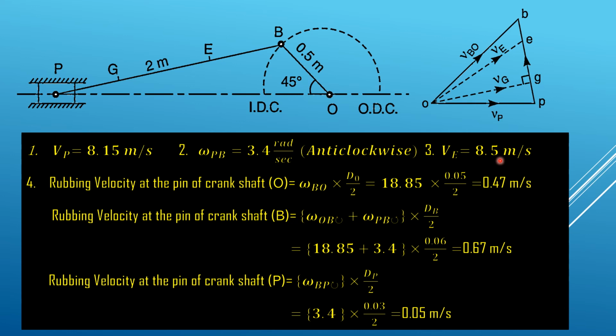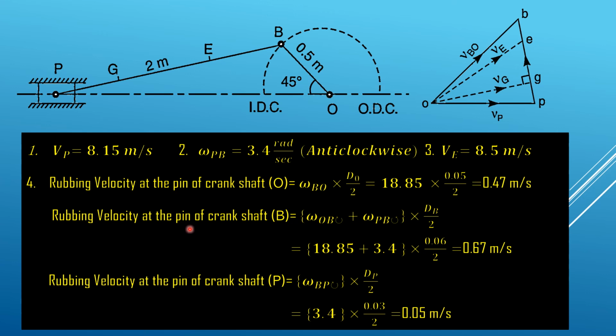Now we have to find out the rubbing velocity at the different pins. So first, the rubbing velocity at the pin of crankshaft O. This is the crankshaft here, and here we see that this OP is a fixed kind of link which does not have any relative velocity, and only one relative velocity is there, that is BO, because BO is having some rotational speed. So at the pin at point O there is only one velocity, one omega, that is omega BO into the radius of the pin at O, that is dO by 2. This omega BO is 18.85 into dO by 2, which is 0.05, that comes to 0.47 meter per second.